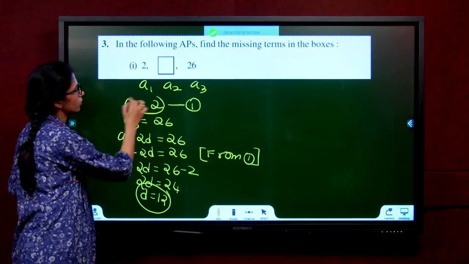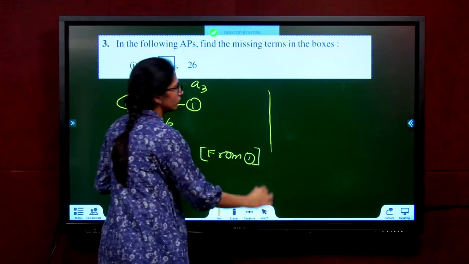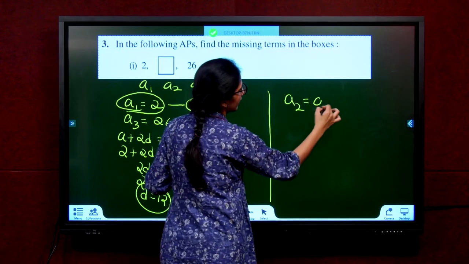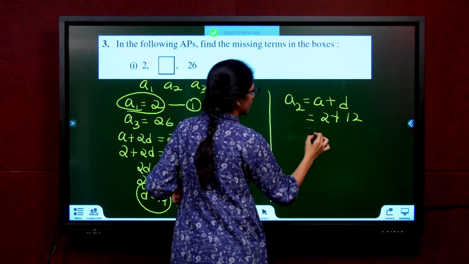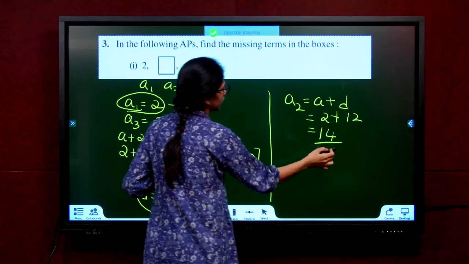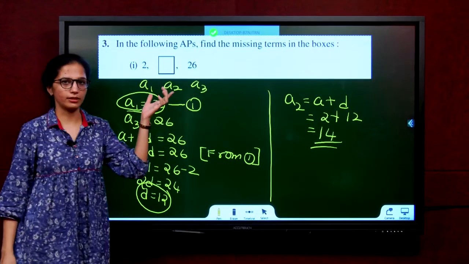You have D, you have A. Can you find A2? A2 is nothing but A plus D. A is 2, D is 12. 14. So the missing term is 14.